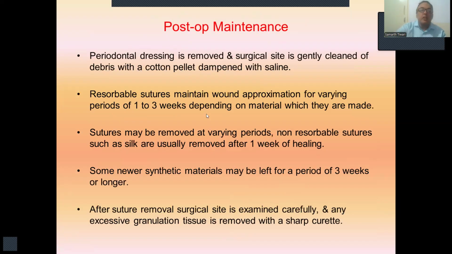Post-op maintenance. The periodontal dressing is removed and the surgical site is gently cleaned of debris with a cotton pellet dampened with saline. Resorbable sutures maintain wound approximation for varying periods of 1 to 3 weeks, depending on the material from which they are made. Sutures may be removed at varying periods. Non-resorbable sutures such as silk are usually removed after 1 week of healing. Some newer synthetic materials may be left for a period of 3 weeks or longer.